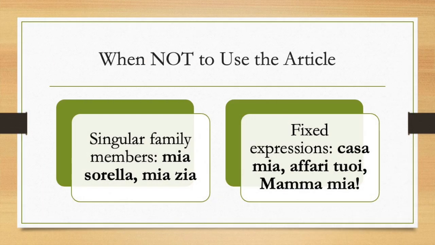But there are exceptions. You don't use the article when talking about one family member, like mia sorella, not la mia sorella. And you will see this in the next chapter. Also, there are set phrases like a casa mia, which means at my house, where the article is dropped. And of course, the famous expression mamma mia.